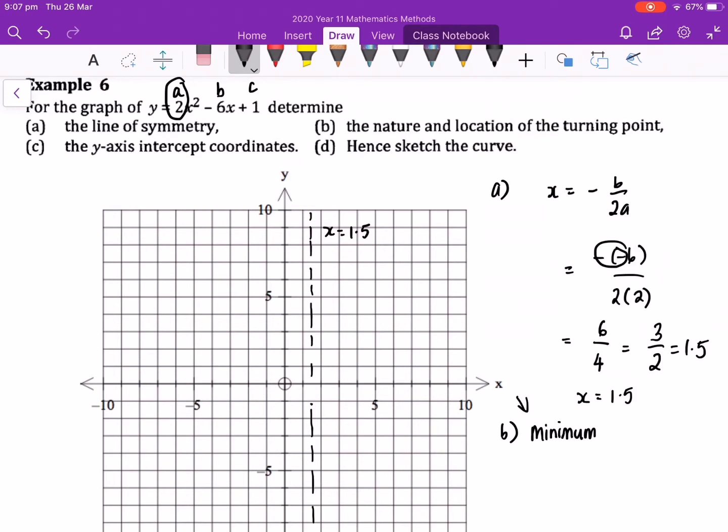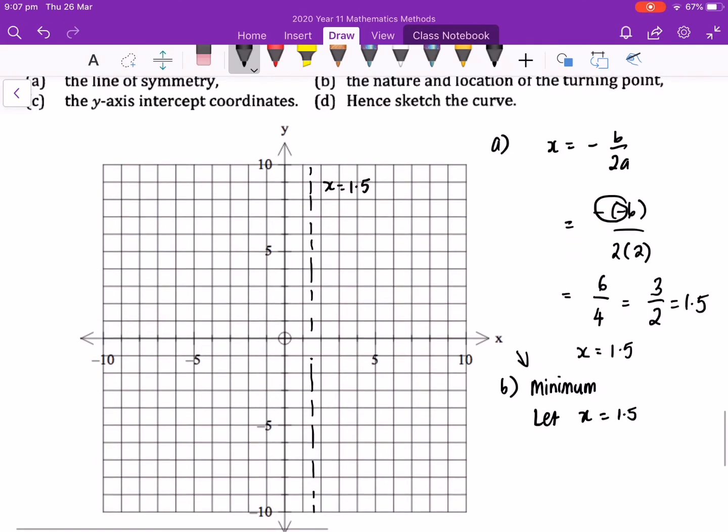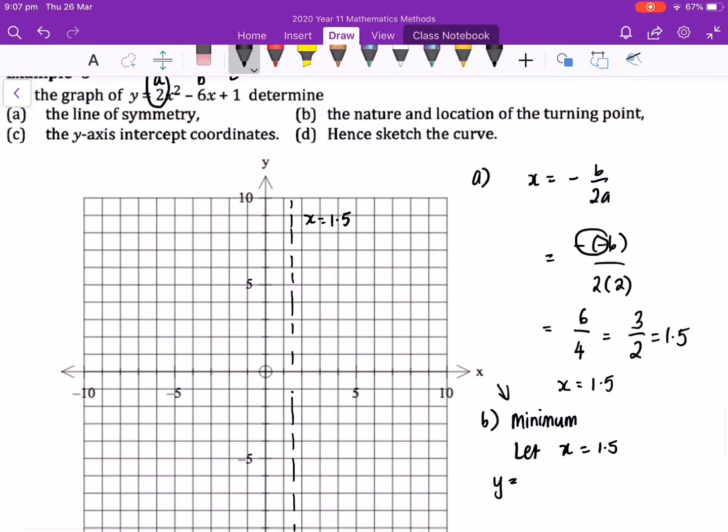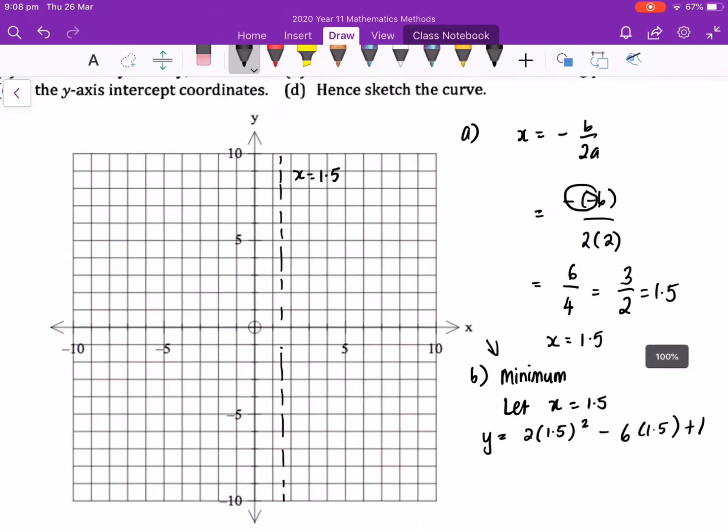Now, let's find the location of the turning point. I have mentioned before that you can find the turning point by substituting in your line of symmetry x value, because we know that if it's going to be a curve, the turning point is going to lie on the axis of symmetry. So we're going to let x equal 1.5 in our equation here. So y is equal to 2 times 1.5 squared, take 6 times 1.5 plus 1.